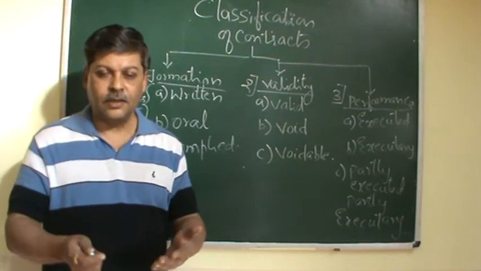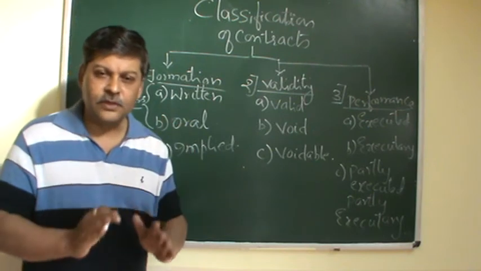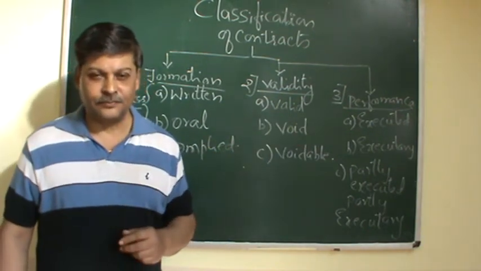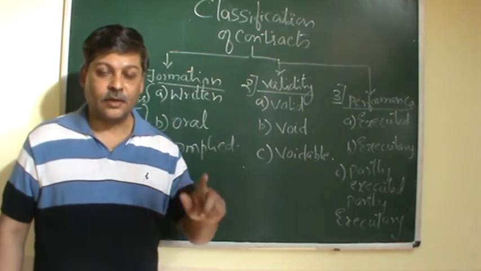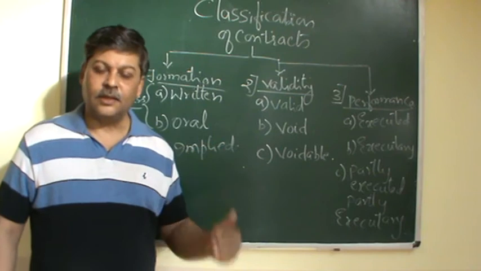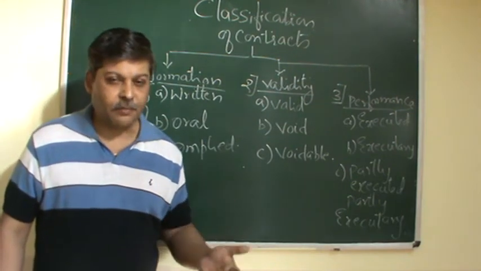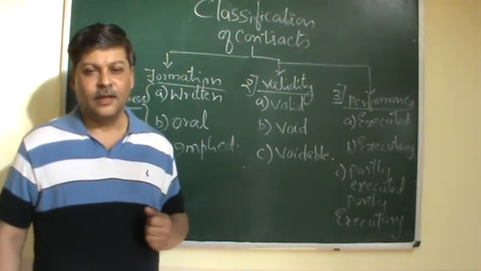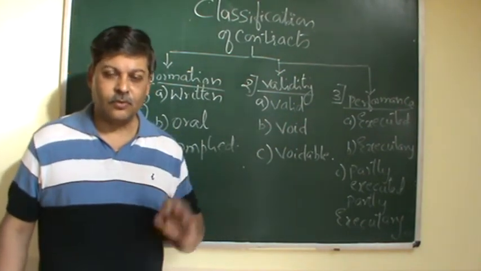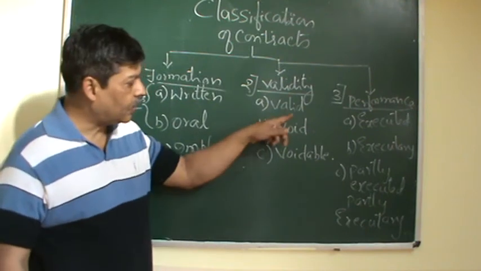Valid contract means that it fulfills all the essentials which we have studied in section 10. It fulfills all the essentials of validity and it is enforceable in the court of law, and we call it a valid contract. So there is a proposal, an offer, consideration, the competency of the parties, the consent is free, the object is legal, the agreement is not expressly declared void by the law, and the possibility of performance is there. All the essentials are complied with, so we call it a valid contract.